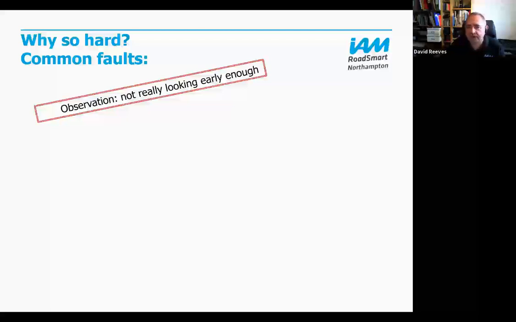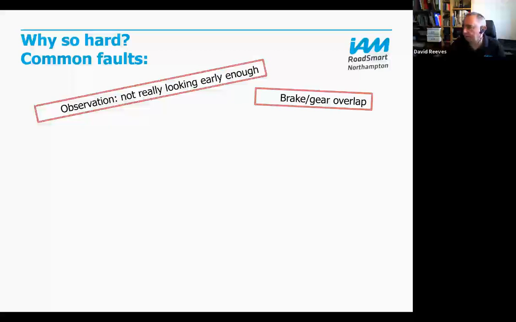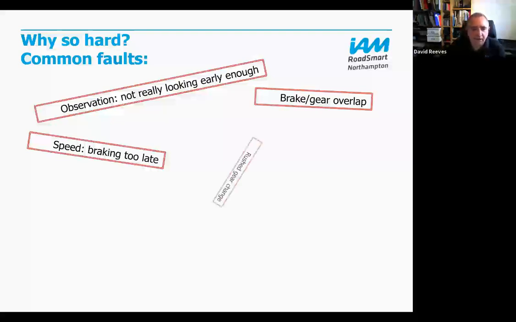Observation. They're not really looking early enough. Brake gear overlap. Everything's somewhat compressed. They land up braking and changing gear at the same time. Speed. They brake too late. They come home to the hazard too fast, and then they have to brake at the last minute. And then they might land up brake gear overlapping, or they might just do a rushed gear change in order to do that.